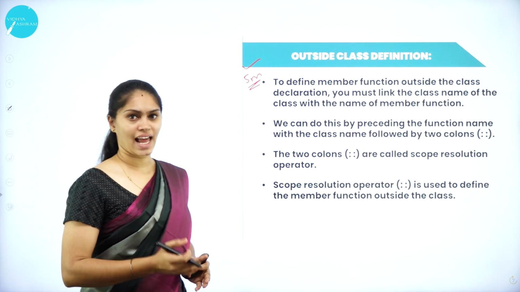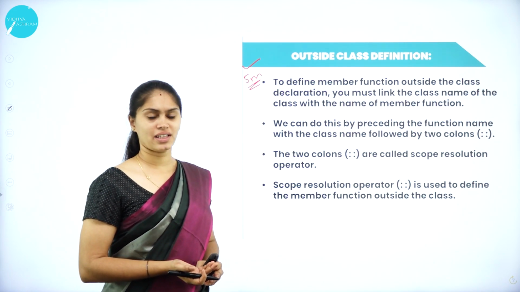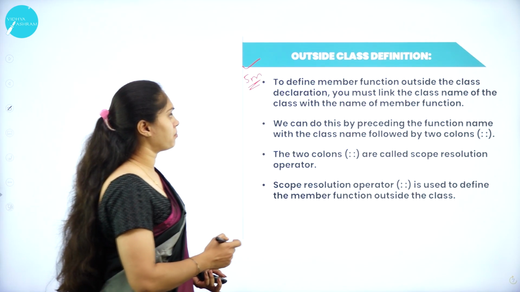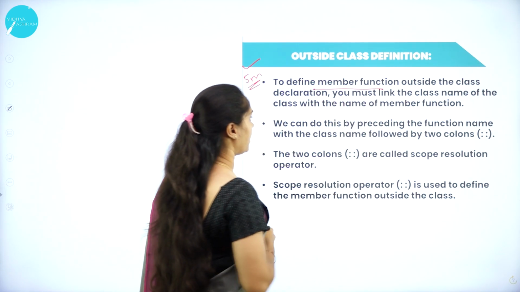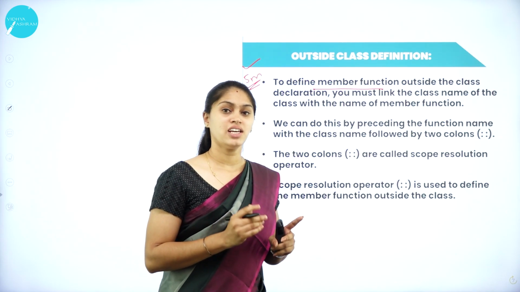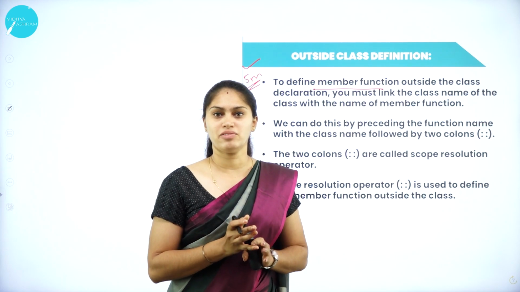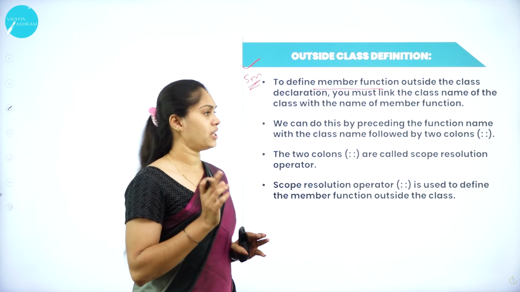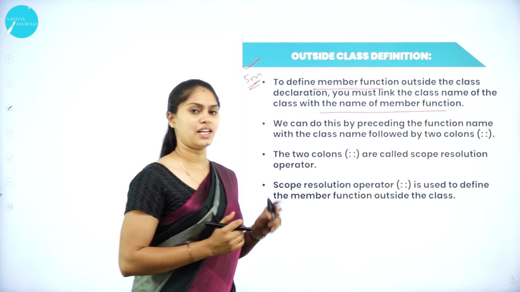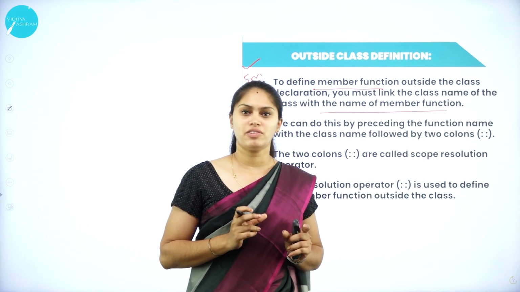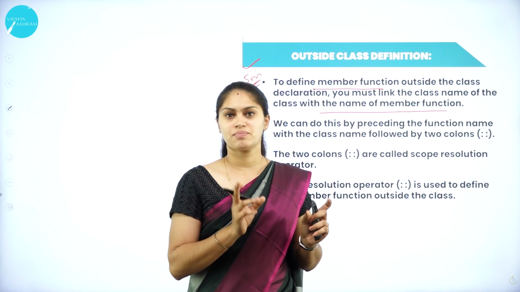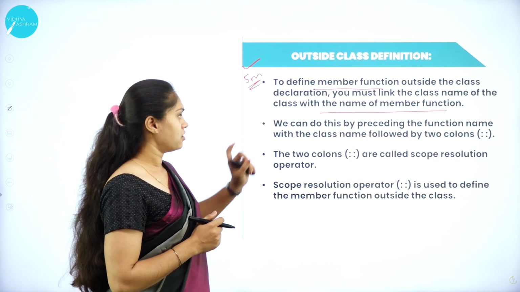Here, outside the class definition, how can I define the member function outside the class definition? In order to define the member function outside the class declaration, you must link the class name, because we need to specify from which class I am taking this member function. That means we need to link the class name with the name of the member function. I need to take the class name along with the member function. That indicates this member function belongs to a particular class. Okay, that you need to remember.